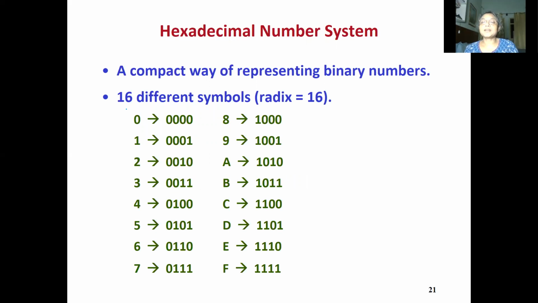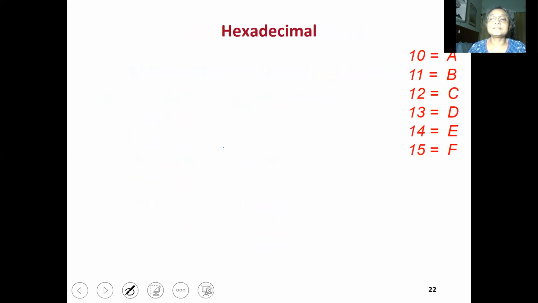Next, we'll briefly talk about the hexadecimal number system. This is a number system to the base of 16. There are 16 digits. 0 to 9 is the first 10 digits, and then we have the digits A, B, C, D, E, F. A represents 10 in decimal, B 11, C 12, D 13, E 14, F 15 in decimal. So there are these 16 different digits.